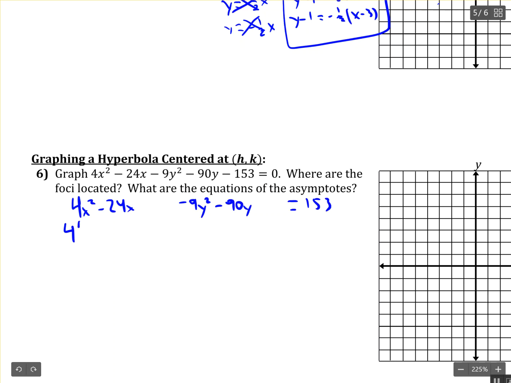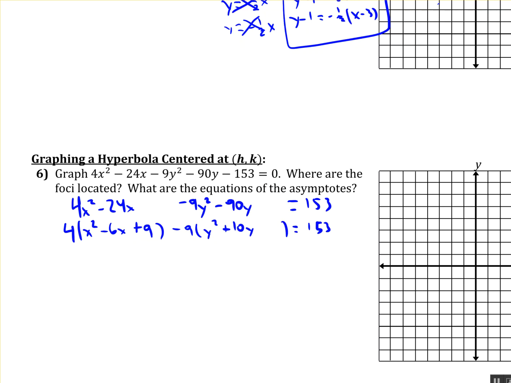So let's factor out the 4. So I get x squared minus 6x. Factor out the negative 9. Gives me y squared plus 10y. And we got equals 153. Okay, so let's actually complete the square. Half of 6 is 3, squared is 9. But that 9 gets multiplied by 4, so I actually got to add 36.